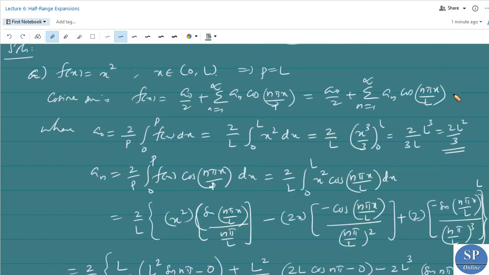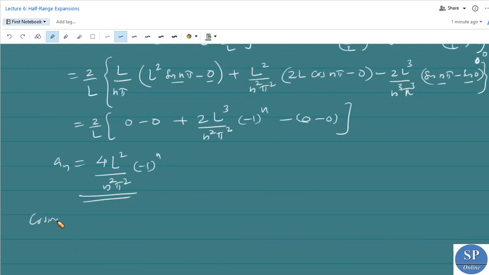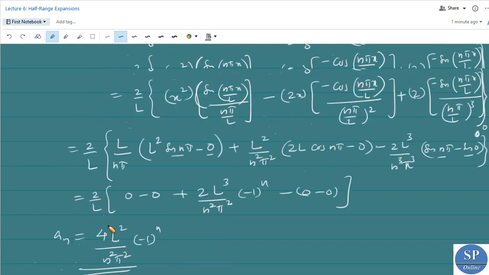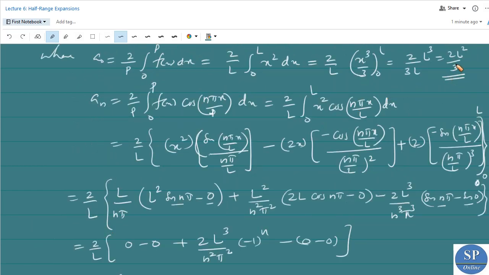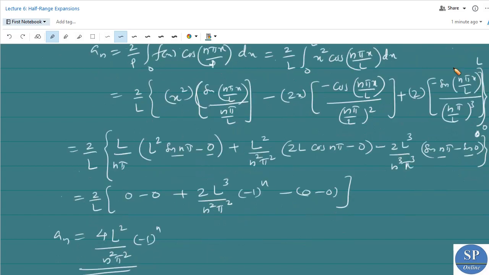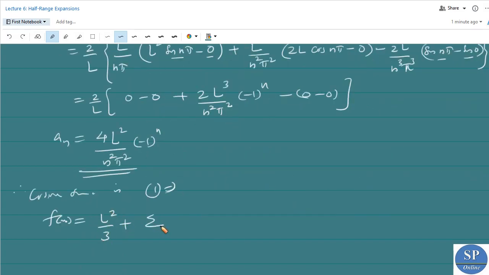So we have the Fourier cosine series given by, from equation number 1, f of x equal to a naught by 2. We have a naught is 2L square by 3, so a naught by 2 is L square by 3. L square by 3 plus summation n from 1 to infinity an, which is 4L square by n square pi square into minus 1 power n into cos n pi x by L. So this will be the required cosine series.